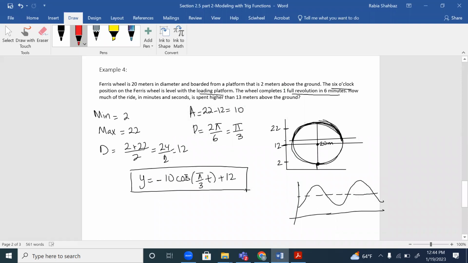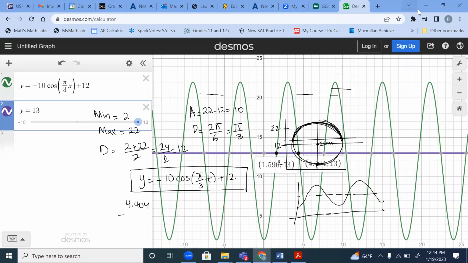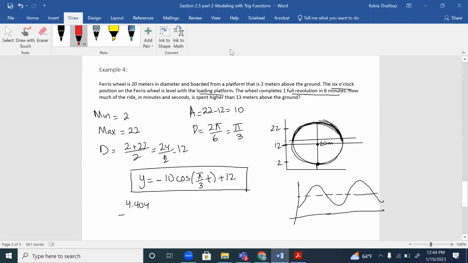4.404, I believe it was, minus 1.596 is how long it stays above that height. Go ahead and calculate this. That comes up to about 2.808, which is about 2 minutes and 49 seconds. This is in minutes, right? Yes. 2 minutes and 49 seconds is how long that person stays above the height of 13 meters.